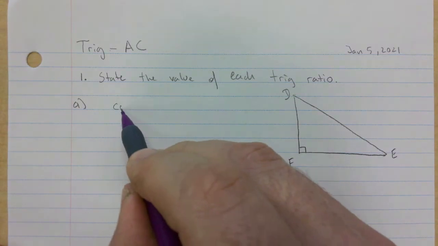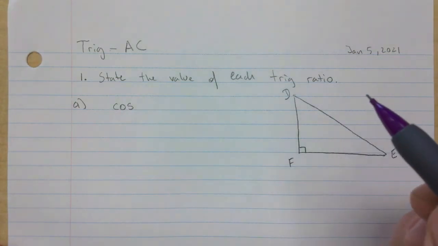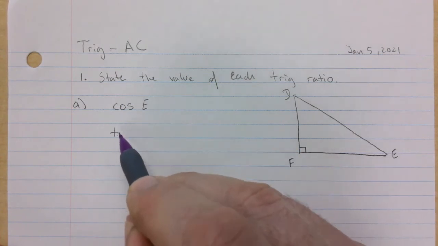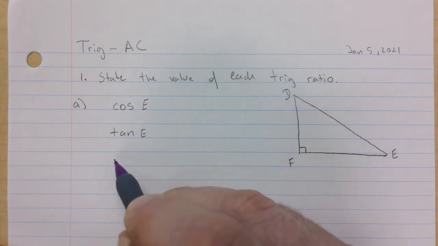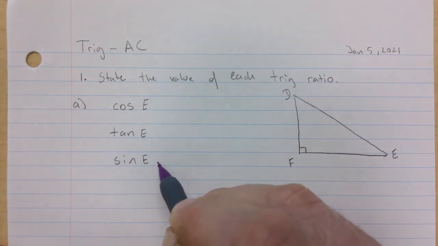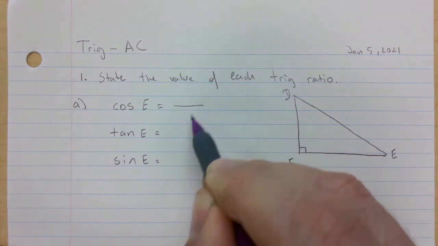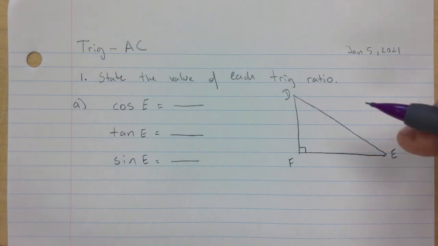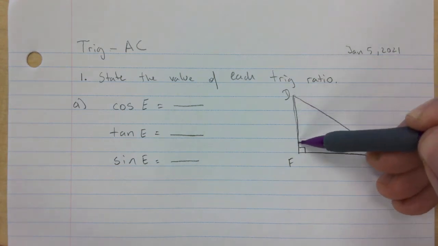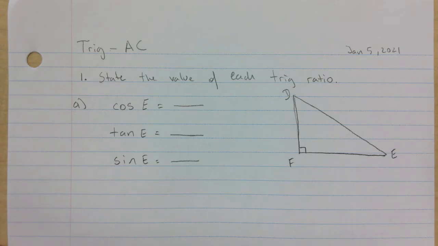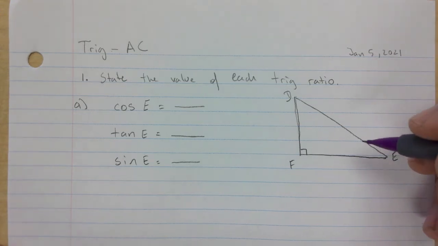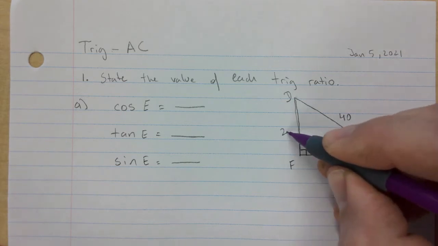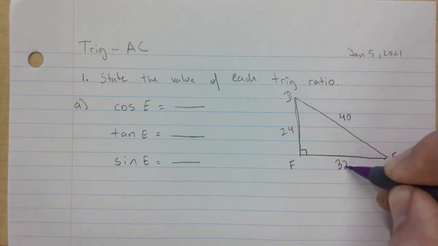So I'm gonna ask you to come up with cosine of E, tan of E, sine of E. So you're supposed to come up with two numbers that go in each slot. So once you've copied that, let's go over to our triangle and fill it in with numbers. Okay? So you've got 40, 24, and 32 here.